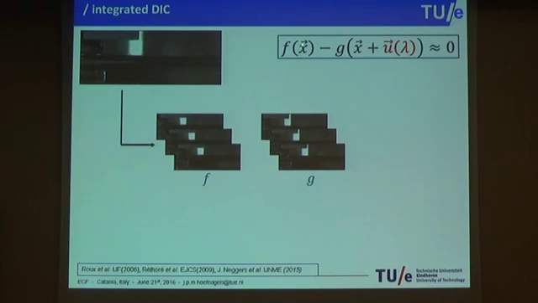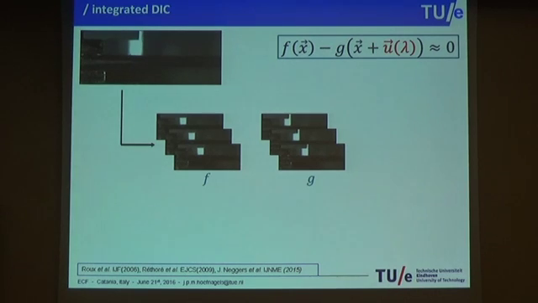And so the basic equation that is being solved in digital image correlation is brightness conservation, which means that the brightness in the reference image f at point x should be equal to the brightness at point x plus u in the deformed image g.